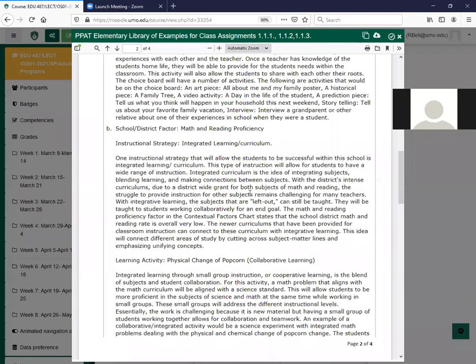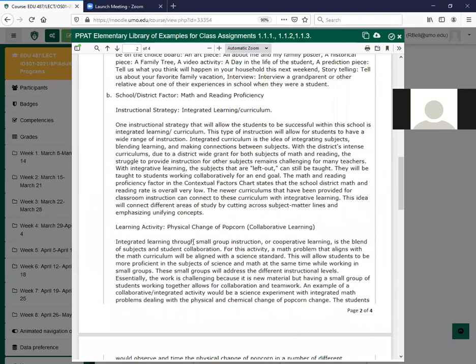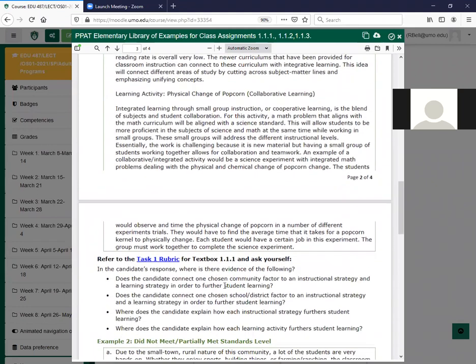Now, what's the learning activity? Physical change of popcorn. And this is a cooperative learning activity, but it's called physical change of popcorn. Okay, so it says, how does this collaborative learning activity of physical change of popcorn help the student to learn better? Because it's cross-cutting math and science concepts all at the same time. Okay, math and science at the same time. Does everybody see that?